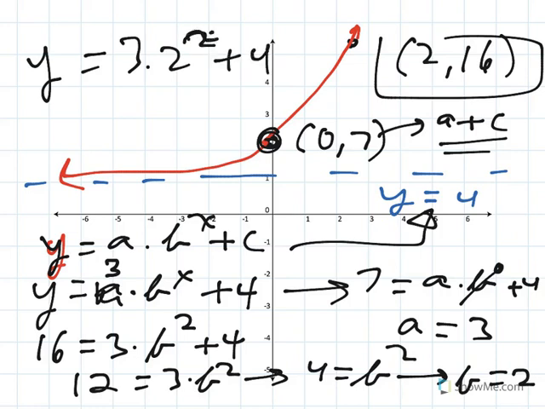Sorry, y equals 2 to the x plus 4. This is A, B, and C. So those are the two cases where the y-intercept is known. Now let's look at two cases where we don't know the y-intercept. Those are a little bit harder.